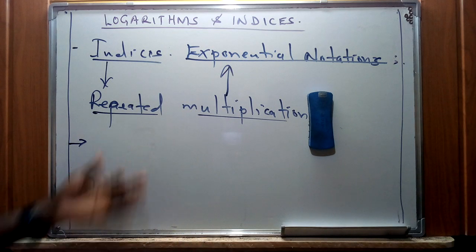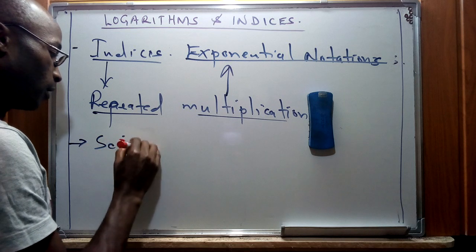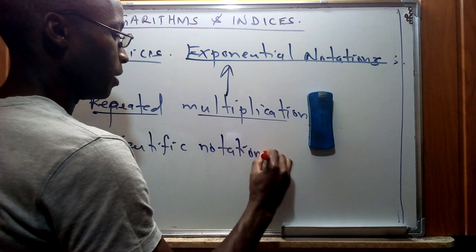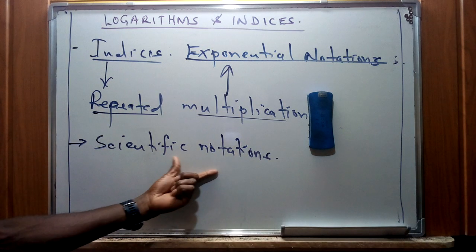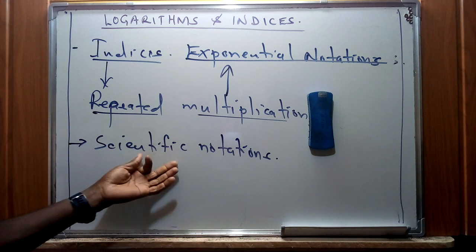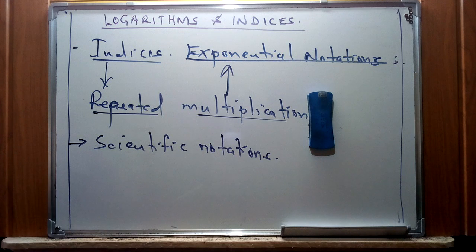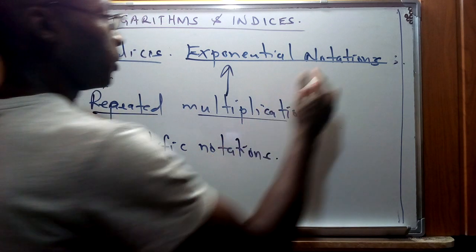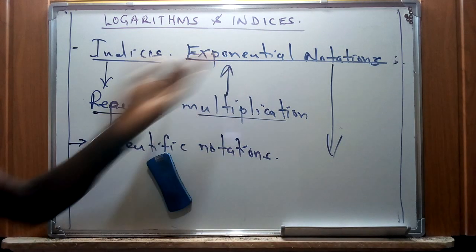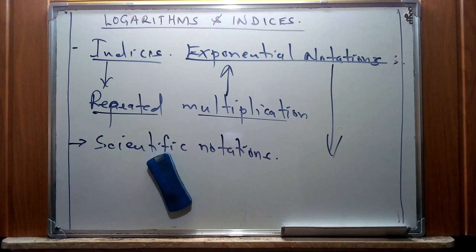Now in one of our discussions I talked about the concept of scientific notation, and we had said that this is one of the ways in which we can represent numbers in a universal and convenient way, so that we can deal with large numbers, or sometimes small numbers which are tedious to deal with. Whenever I'm talking about the concept of indices, the concept of exponential notations becomes one of the major concepts that need to be comprehended.